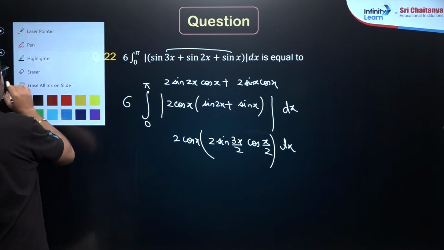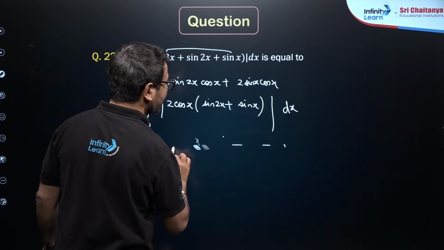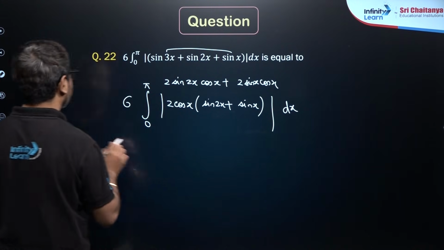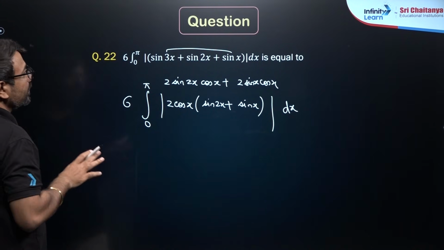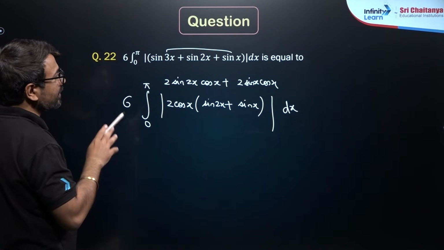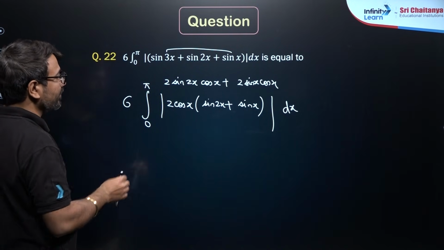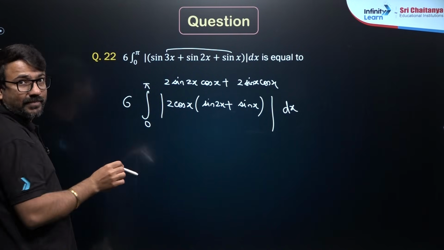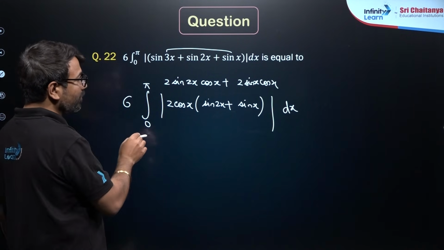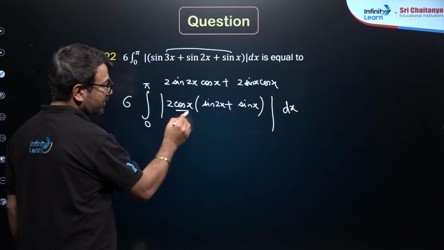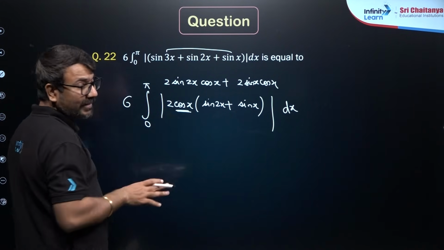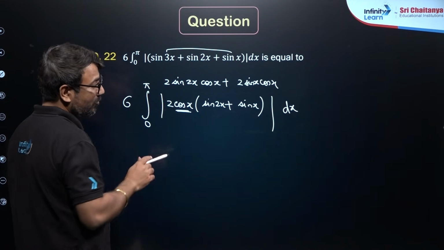Okay, so you just have to split this limit and then you have to integrate them one by one. So sin 3x is given, plus sin 2x is given, and sin x is given. In 0 to pi, if you see this function, cos x will be negative basically in 0 to 2 pi.